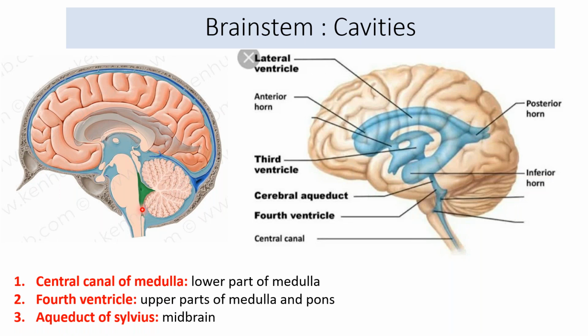In relation to the medulla, the upper part of the medulla will be in relation to the fourth ventricle, and in the lower part of the medulla you'll have a central canal similar to the central canal of the spinal cord. This canal then continues with the canal of the spinal cord. This is the area of the fourth ventricle, and this is the area of the cerebral aqueduct, or the aqueduct of Sylvius of the midbrain, which is in continuation with the ventricles of the brain.